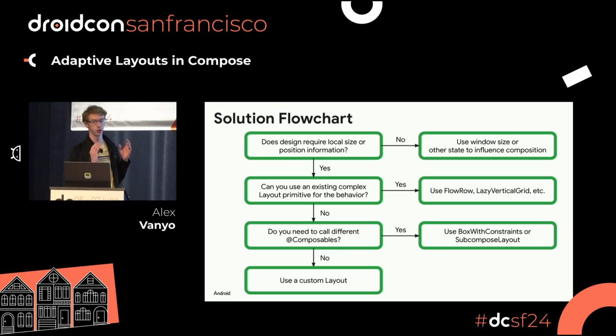So if you don't need local size or position, you can just use the window size or other state to influence composition. If you do really need local size, then check to see if there's an existing layout primitive for that behavior. You can use things like flow rows, lazy vertical grids, things that already do this for you and have built-in behavior. If there is, just use that. If you do need to call different composables, there's nothing inherently wrong with box with constraints or subcomposed layout. It gives you the information that you have, and you can call different composables. Just be careful about subcomposition.